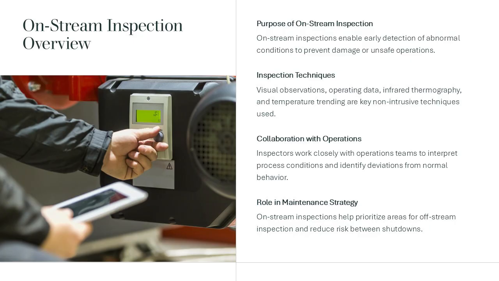On-stream inspections rely heavily on visual observations, operating data, and non-intrusive monitoring techniques such as infrared thermography and tube metal temperature trending. Inspectors must work closely with operations to interpret process conditions and identify deviations from normal behavior. While on-stream inspections cannot replace internal examinations, they are critical for preventing escalation of issues between shutdowns and for identifying areas that require focused attention during off-stream inspection.